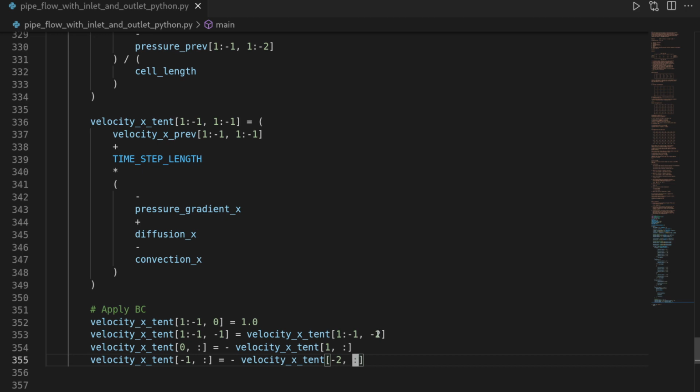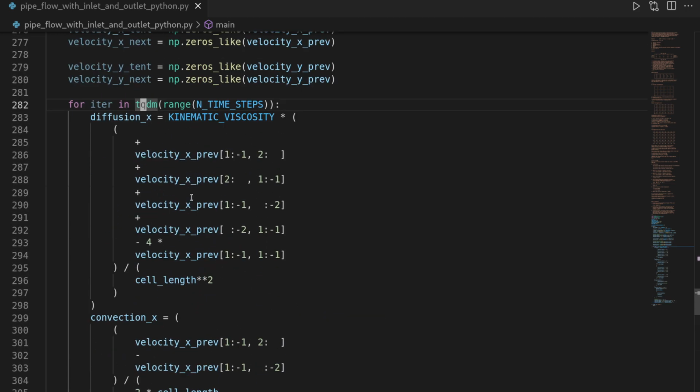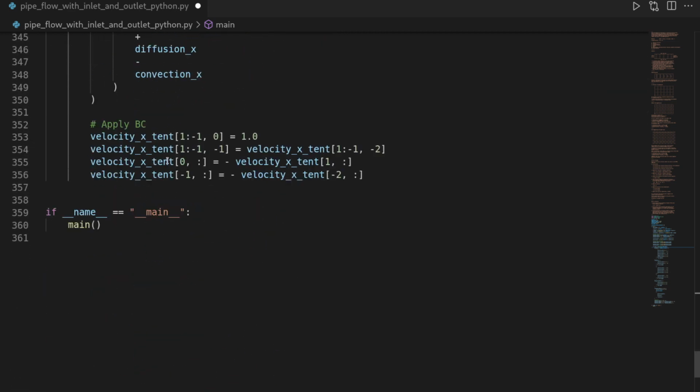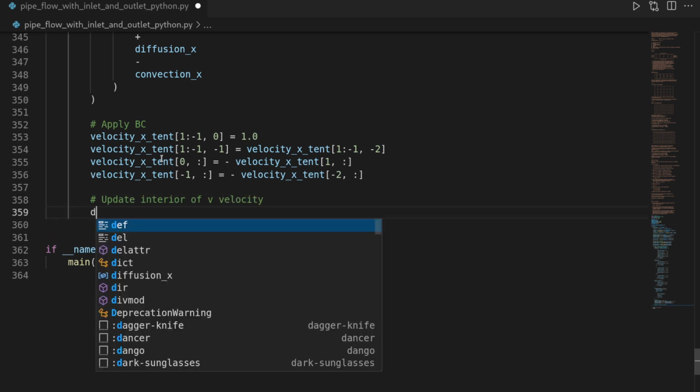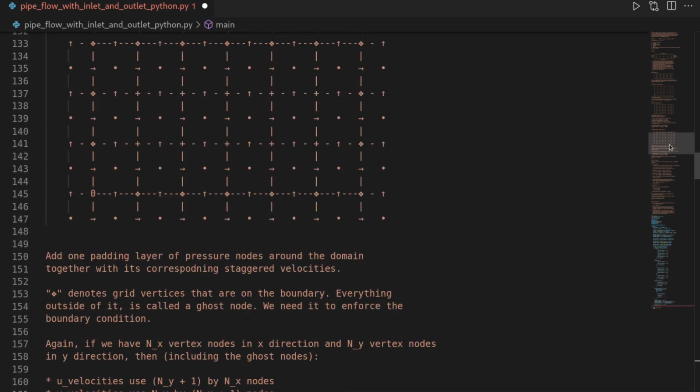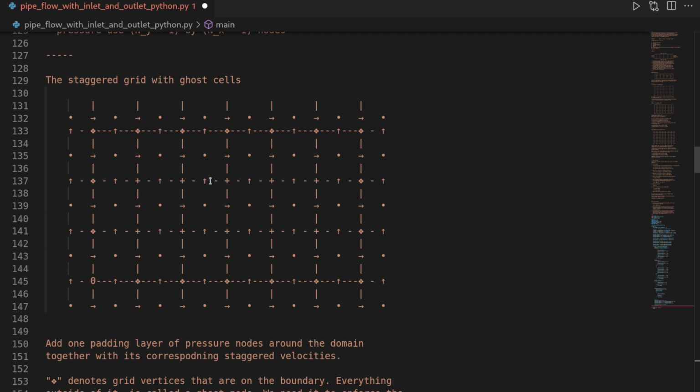Now we have to do something similar in y direction. So let me just highlight that we just did it for the U velocity. So this is update interior of the U velocity. So then we can go down and say update interior of the V velocity. And we again start with the diffusion. Let's take a look at the staggered grid again. And if we are now updating, for instance, this velocity here, then the idea is quite similar.